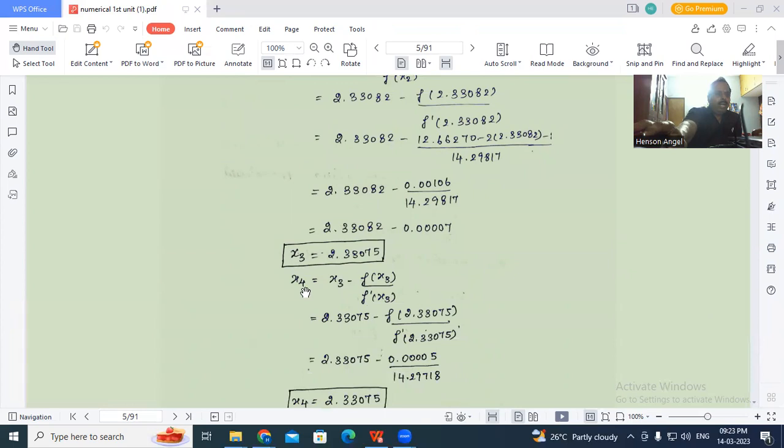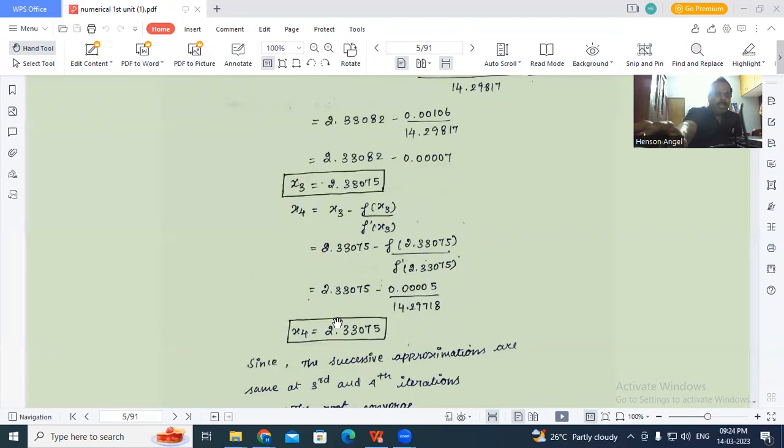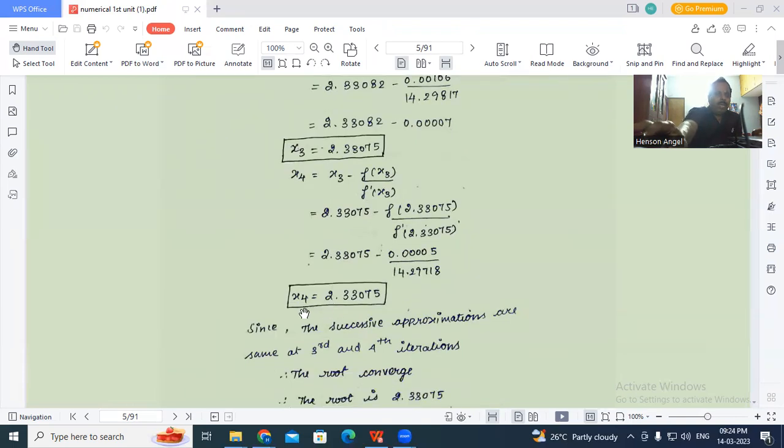Next we calculate x4 value. x4 value is x3 minus f of x3 by f dash of x3. Now we substitute x3 value in x4, we get this expression. When you evaluate this, then we get the answer. The fourth approximation, x4 equal to 2.33075. Since the successive approximations are same at third and fourth iterations, therefore the root converges.